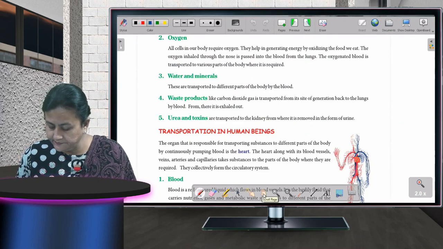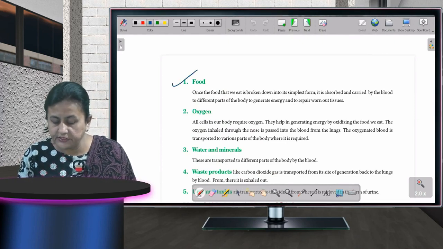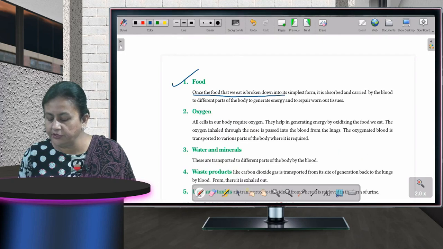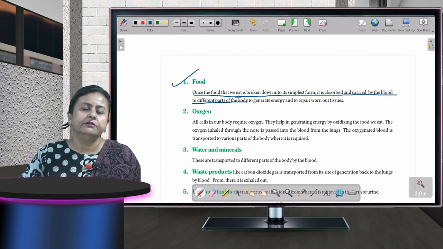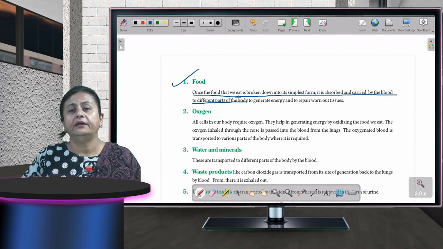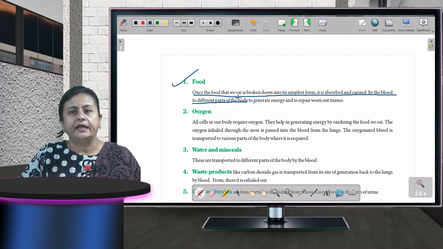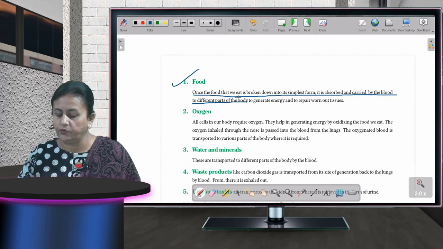Now, first is food. Once the food that we eat is broken down into its simplest form, it is absorbed and carried by the blood to different parts of the body. Once the food is broken from a complex state to a simpler state, what does the blood do? It carries that food to different parts of the body where it is required, okay?